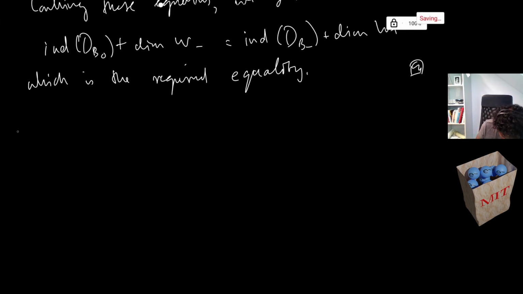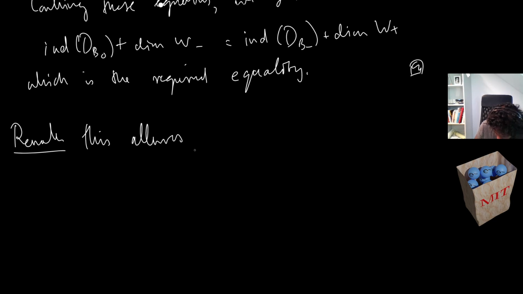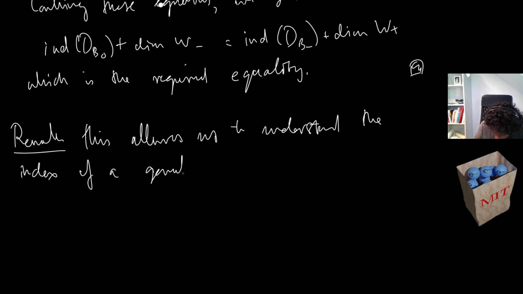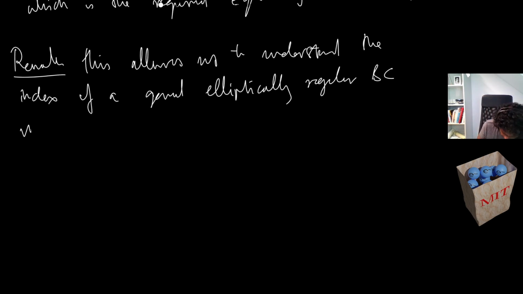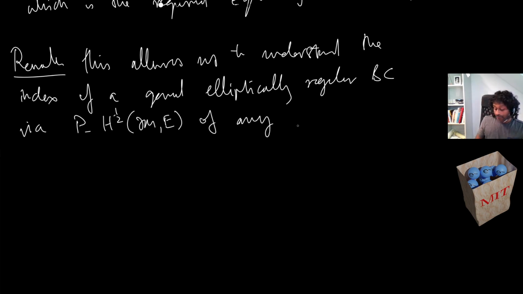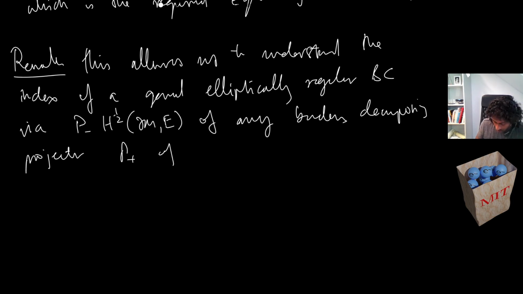So, remark, this allows us to understand the index of a general elliptically regular boundary condition via the P minus H half E of any boundary decomposing projector P plus of our choice.